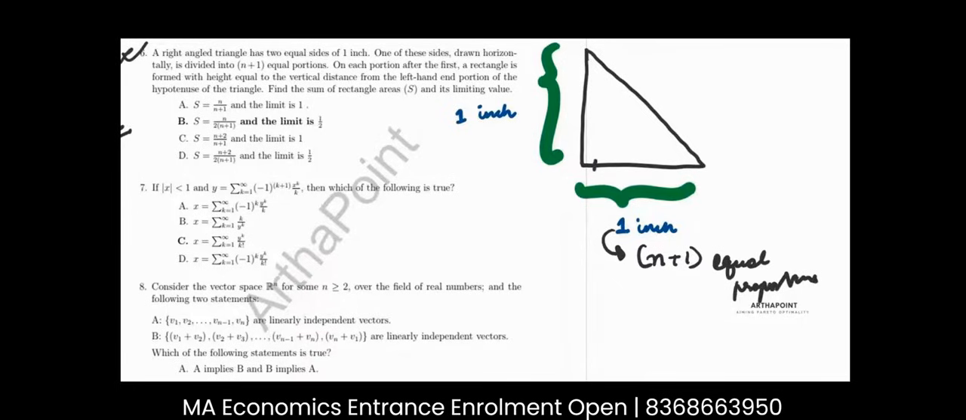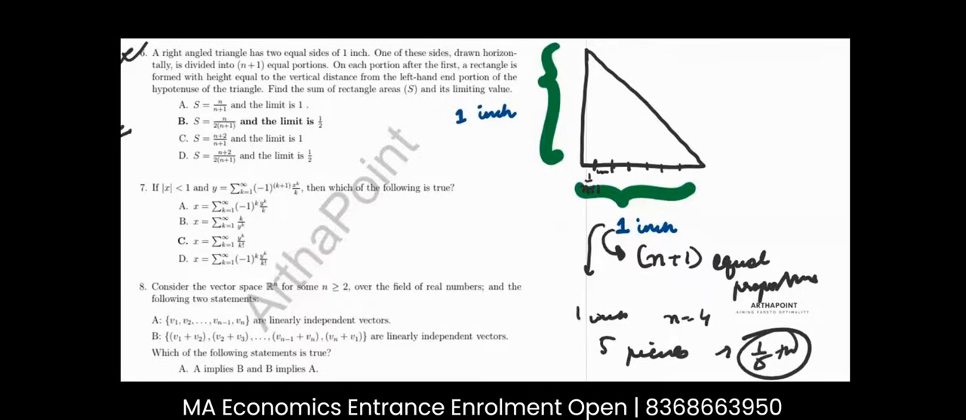Which means this is 1 upon n plus 1. This is again the next 1 upon n plus 1, like this. So supposedly it is of 1 inch, and I say n is 4. So I divide it into 5 pieces. So each piece has a width of 1 by 5. This is 1 by 5, 1 by 5, 1 by 5, 1 by 5, like that. Okay, so this is what the question is saying.